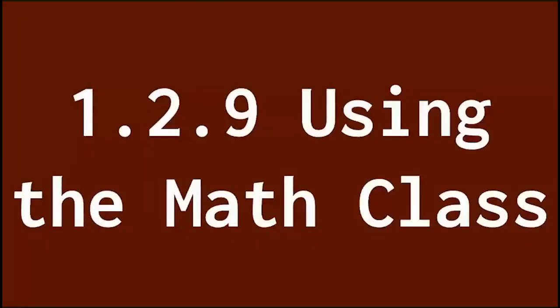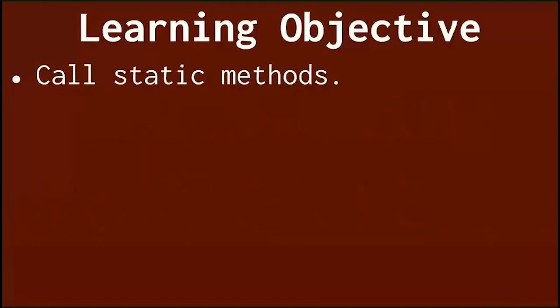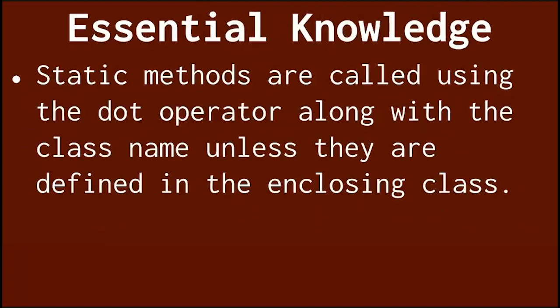That brings us to 129, which is using the math class. The learning objective here is to call static methods, and we're going to be calling them from a different class, in this case the math class. It says static methods are called using the dot operator along with the class name unless they are defined in the enclosing class. So we're going to be using the math class.